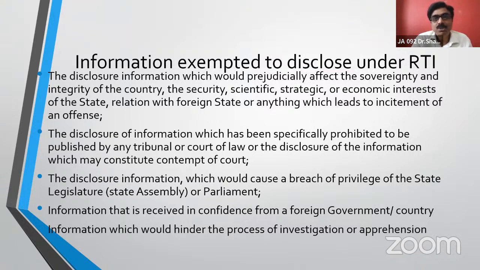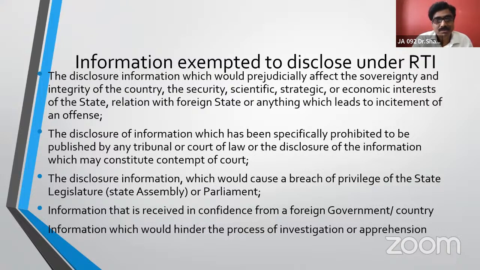Information exempted from disclosure under the Right to Information Act: what are the procedure and the aspects? The disclosure of information which would prejudicially affect the sovereignty and integrity of the country, security, scientific, strategic and economic interests of the state, relations with foreign states, or anything which leads to the incitement of any offence. If the government or the Commissioner believes that certain information will incite groups or is likely to disturb communal harmony.